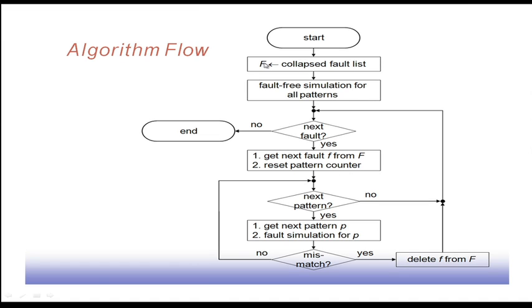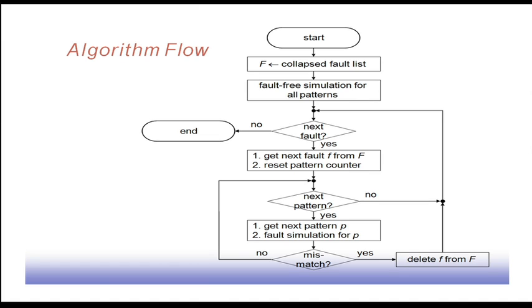We start with F. F is assigned as the collapsed fault list. So, we have seen that when we do fault collapsing by taking only the non-equivalent faults, for every equivalence class we take only one particular fault. So, when we do this, we get the collapsed fault list, which often leads to a reduction in the number of faults. So, if the number of faults reduces, then the complexity of fault simulation will reduce. That is why we start with the collapsed fault list.